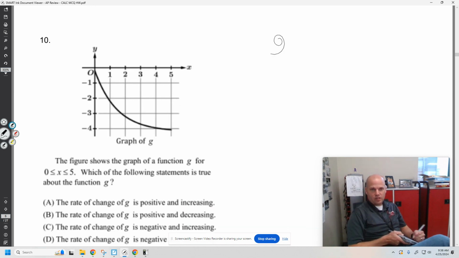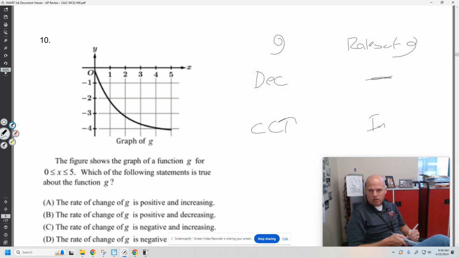So the graph of G is decreasing, concave up. Where's the decreasing concave down, people? That means the rates of G are negative and increasing.